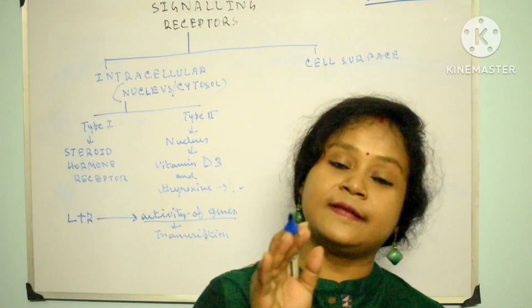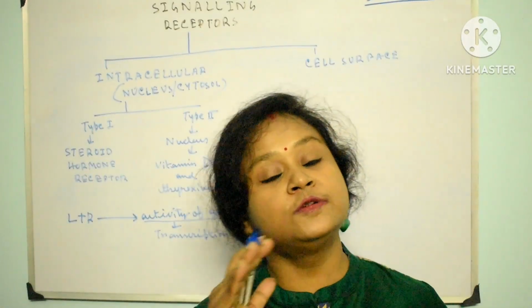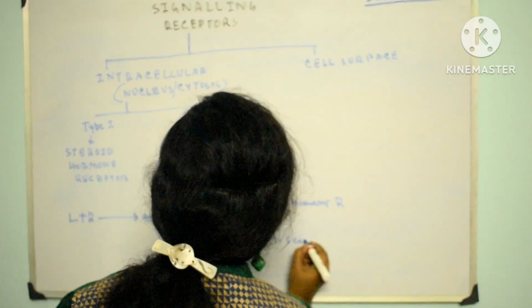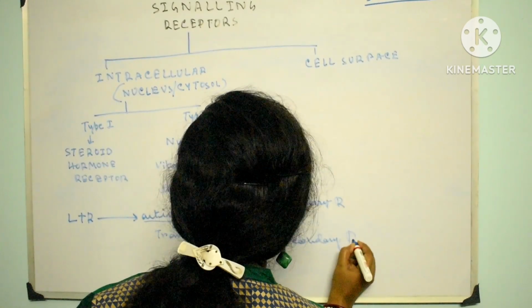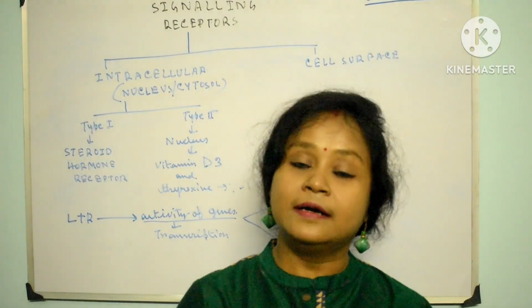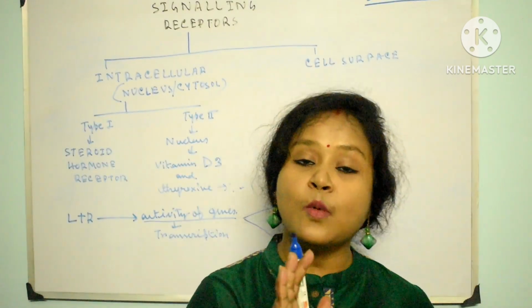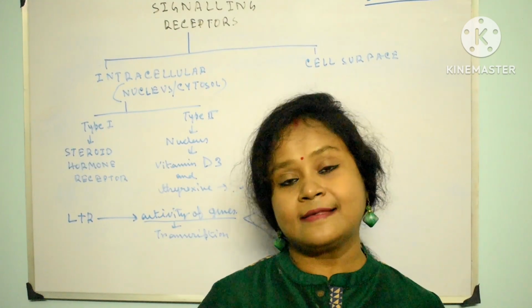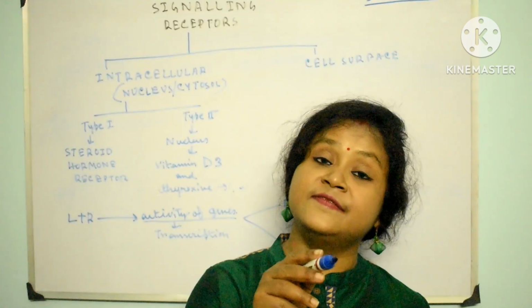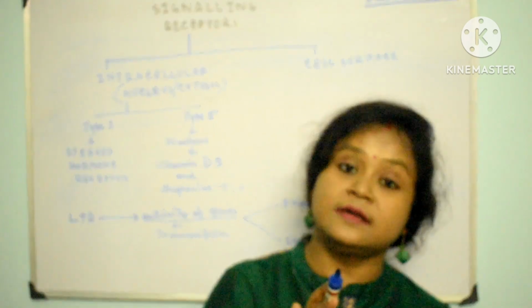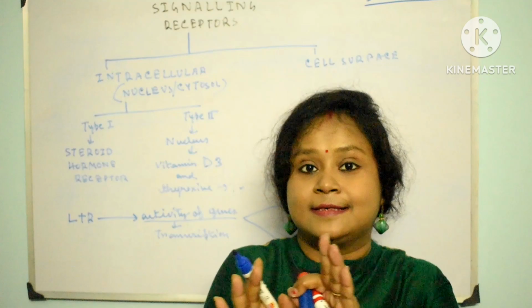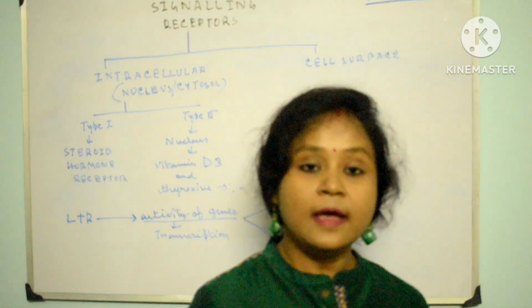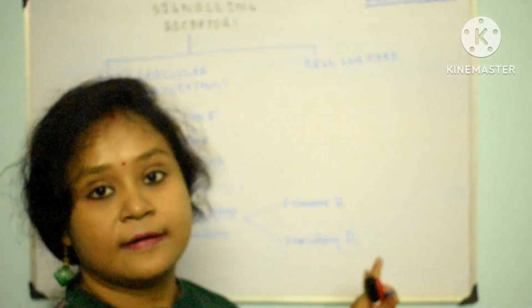In many cases, this response may take two steps: primary response and secondary response. The primary response is direct induction of transcription of a small number of specific genes within about 30 minutes, very fast. The secondary response: the primary response gene products can now activate other genes and produce a delayed secondary response. So these are all about intracellular receptors.